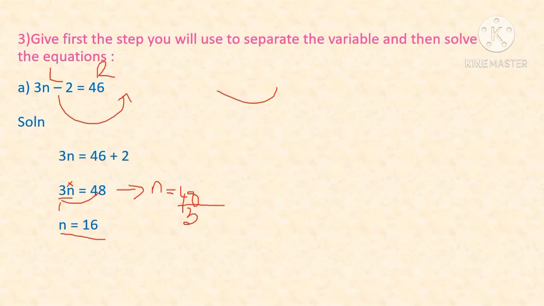Then 3n equal to 48. Now you want to find the value of the variable, right? So n is equal to 48. Bring this 3 to the right hand side. So 3n, right?